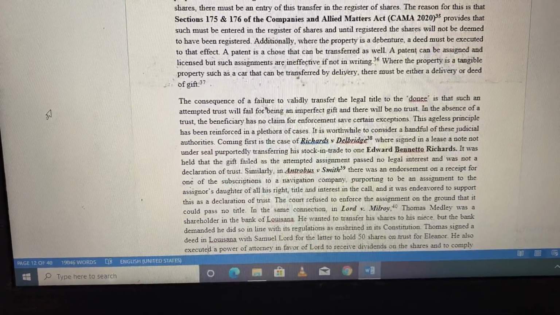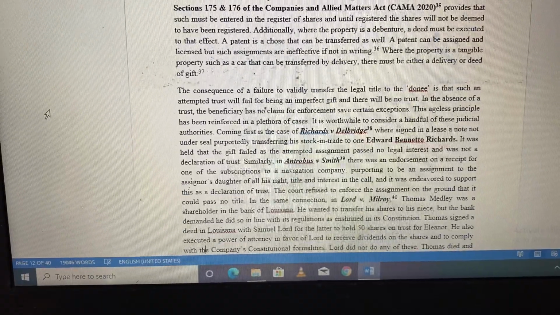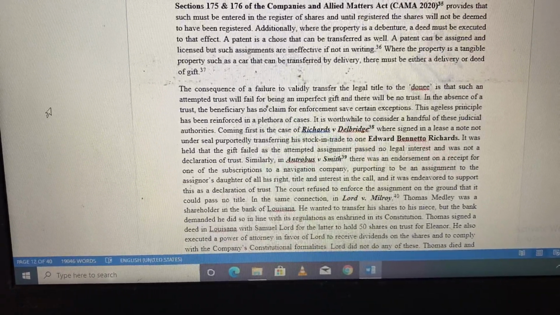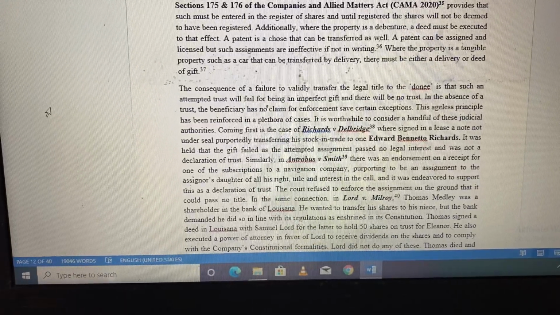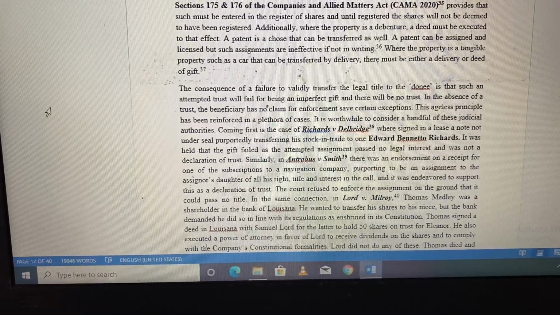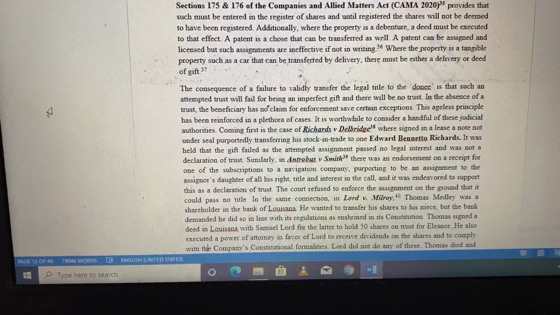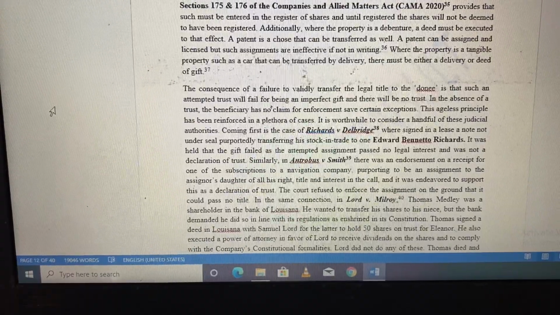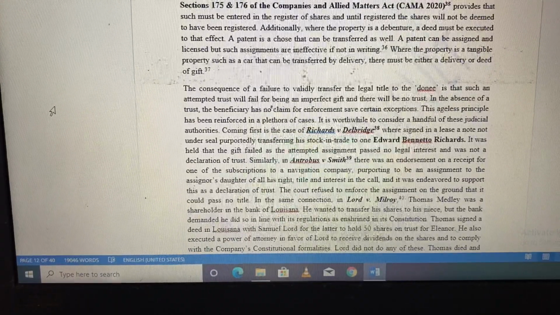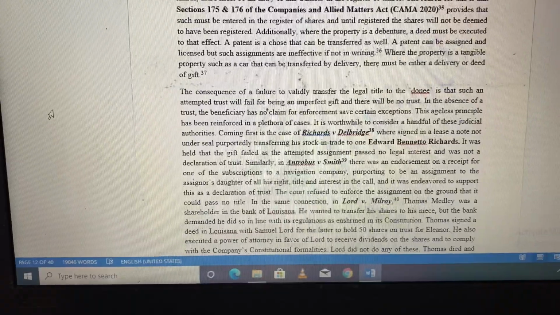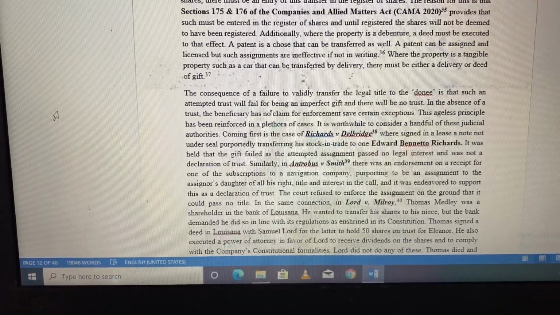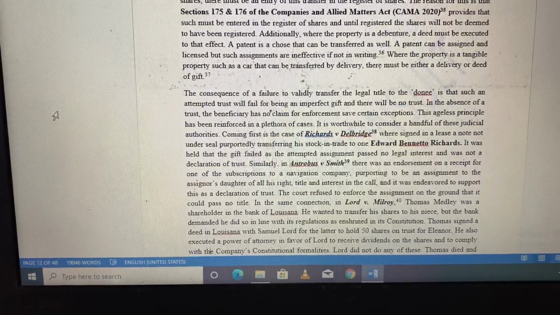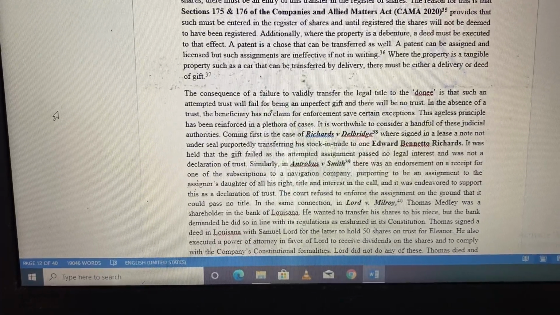So let us look at certain cases. Let's look at the case law on this. We start with Richards v Delbridge, where there was a lease, and in that lease a note was signed. The note was not under seal, and basically it said that they had transferred the stock in trade to Edward Benetto Richards, but the court held that the gift failed as the attempted assignment passed no legal interest and was not a declaration of trust.